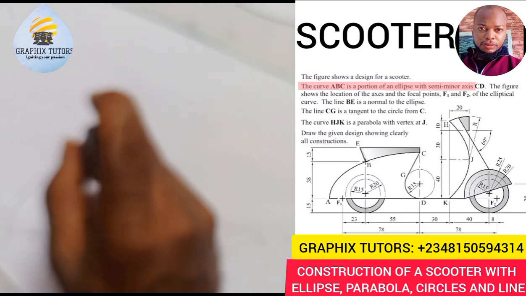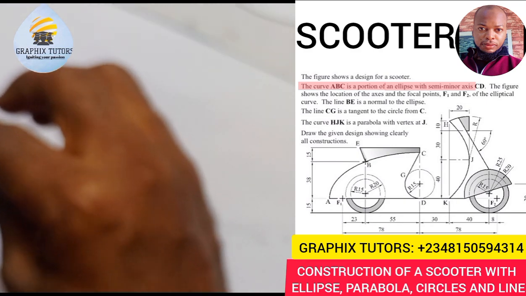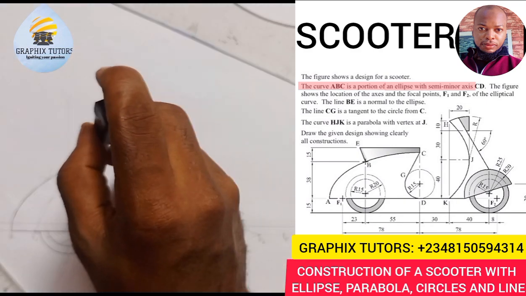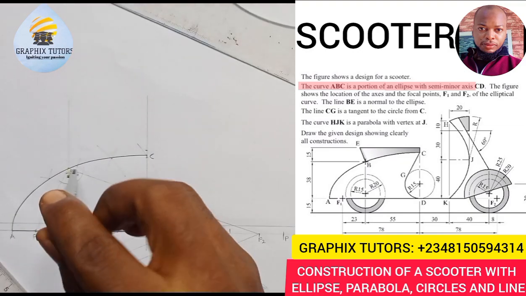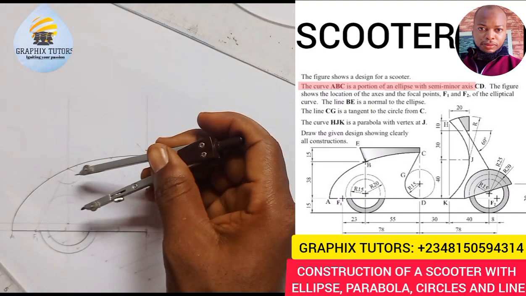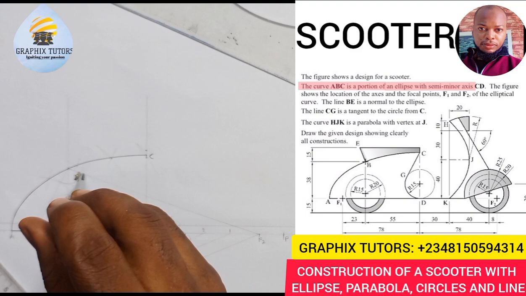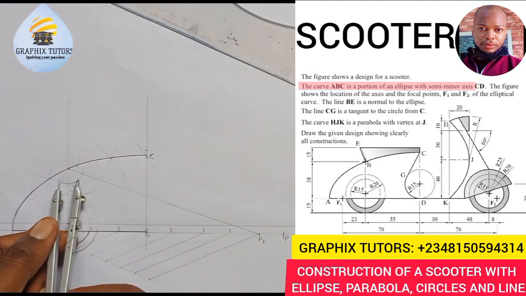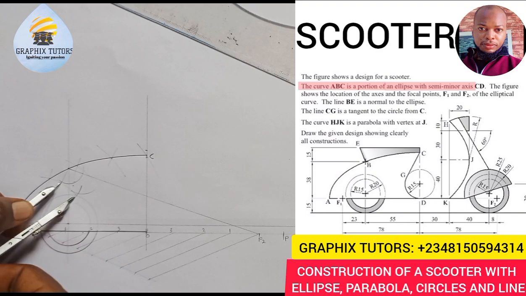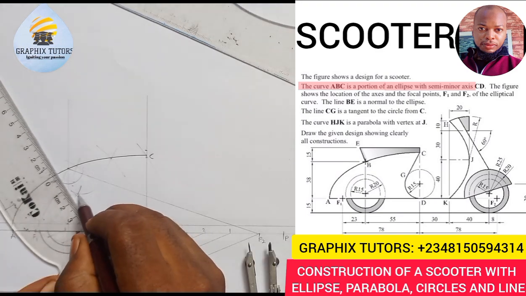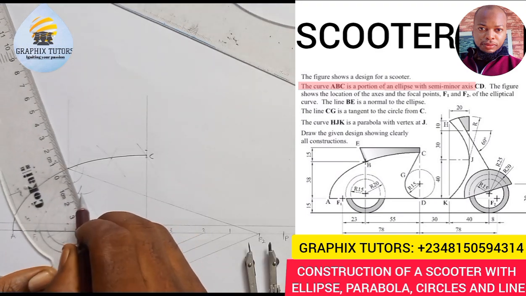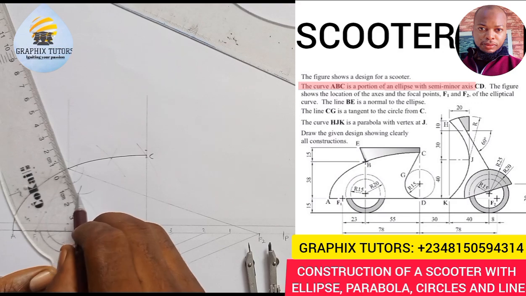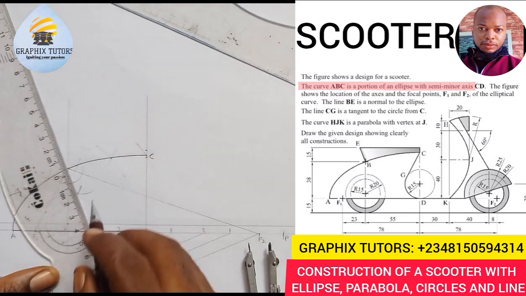Just bisect your line this way. Then you come here, you strike an arc, you can extend it, strike an arc, you come here too, strike another arc. So where they meet, just draw a line going through that point. That will be a perpendicular line this way.